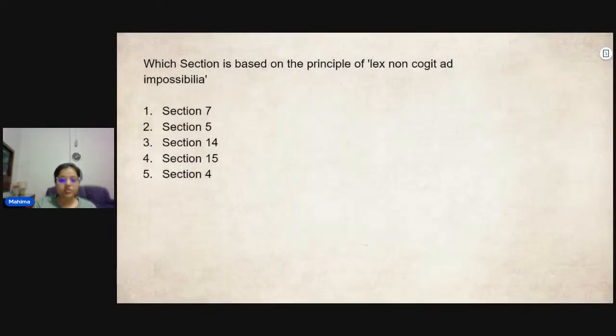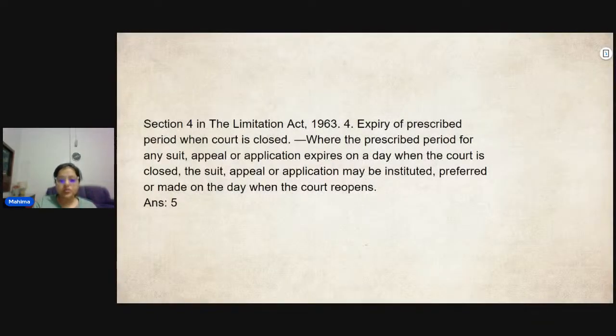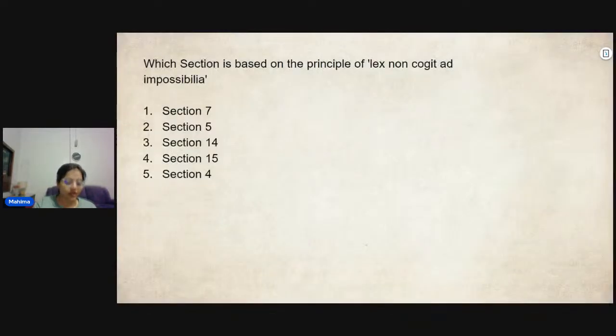Law will not ask you to do anything impossible. So, on expiry of the prescribed period when the court is closed, the period of time will be extended. Yes, it is option number 5 and not option number 4, Divya.